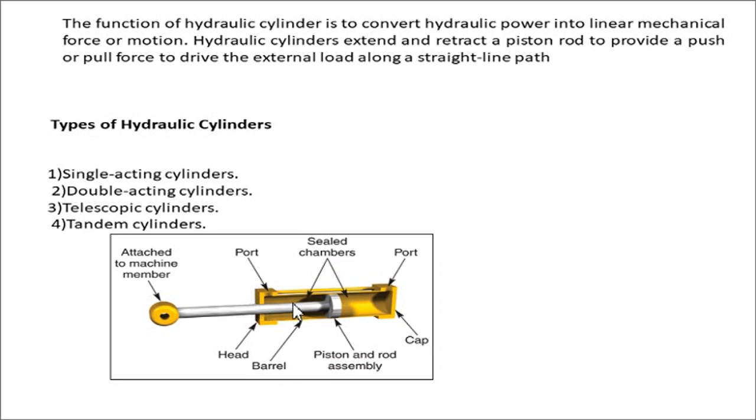Since the discharge which enters the actuator is the same, and because there is an area difference between the cap end side and the rod end side of the cylinder, you will get a difference in the velocity of actuation for that particular cylinder. Depending on the type, there are different types of hydraulic cylinders: single acting cylinder, double acting cylinder, telescopic and tandem cylinders. So we'll study all of them.